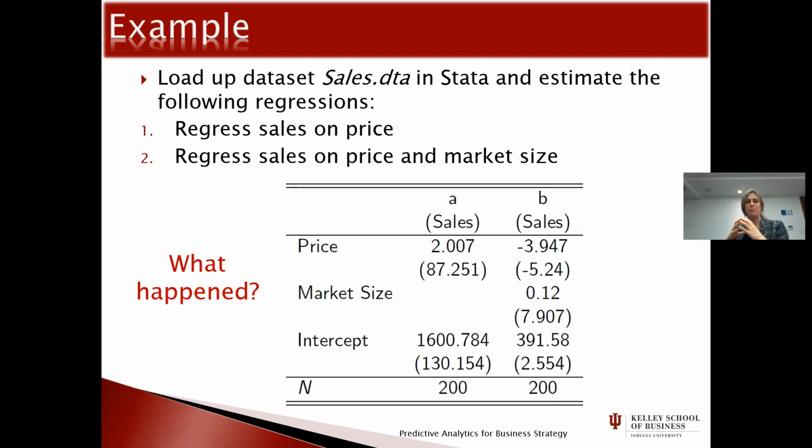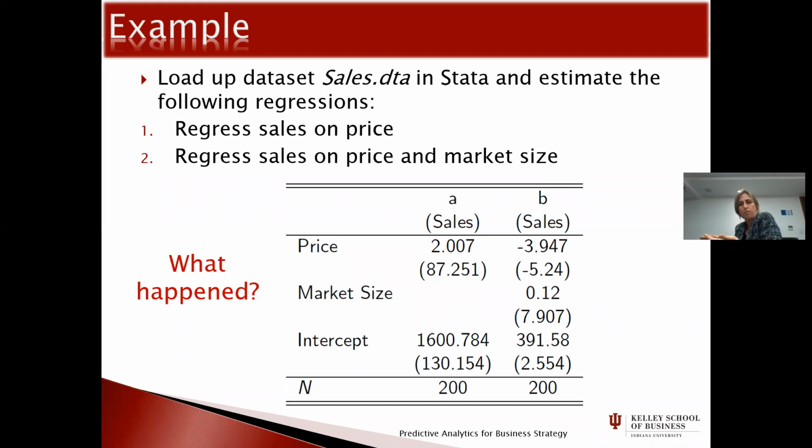So the problem of having this omitted variable, market size, in the error term is that we're now changing price and we're changing things in the error term at the same time. So we have this jumbled-up effect of many things happening together. You're not able to tease out just the effect of prices, and what you get is a biased estimate. What you get is an estimate that is completely off, right?